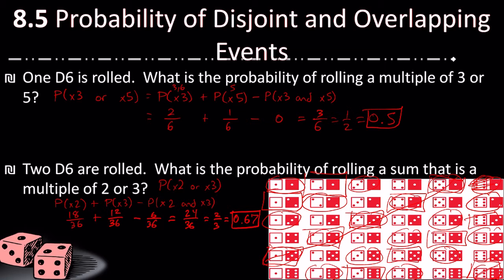Why don't you pause this and try page 437, number 5, whose answer is also 2/3 or 0.67.